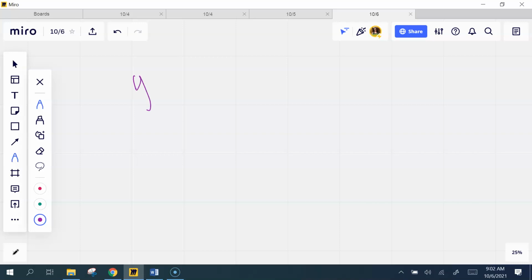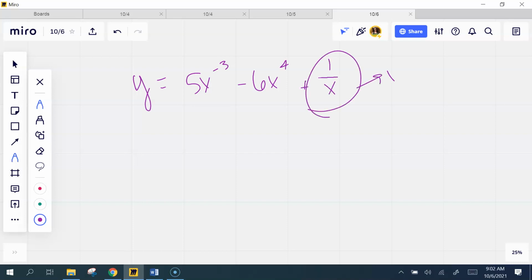Okay. So part A, y equals 5x to the -3 minus 6x to the 4th plus 1 over x. So remember, this is really just x to the -1, and I can do the power rule for each one of these when I get to the derivative. So negative 15x to the -4, because I'm still subtracting 1, minus 24x to the 3rd, minus 1x to the -2. You, of course, don't need that 1.